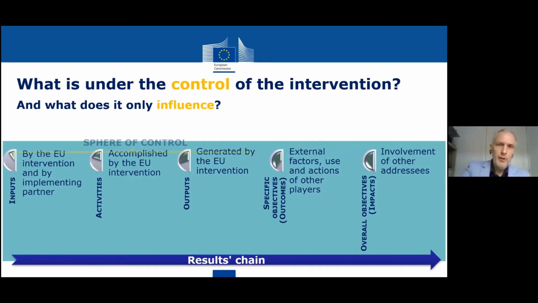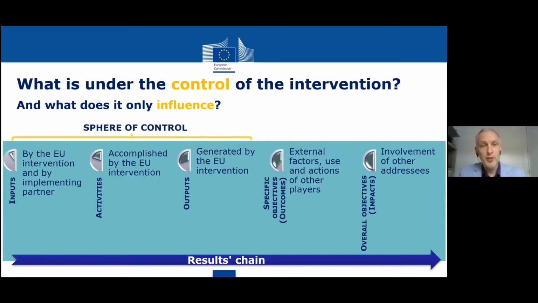Well, the first part of this results chain, from inputs up until outputs, we call the sphere of control. Why? Because it is fully the responsibility of the intervention to make sure that the inputs are mobilized, the activities are done, and the outputs are produced. No possibility to blame anyone else if they're not done. It's purely because the intervention didn't do its job. Sphere of control. But then we have the outcomes, which are basically outside our control.